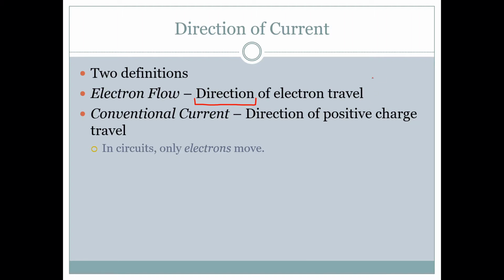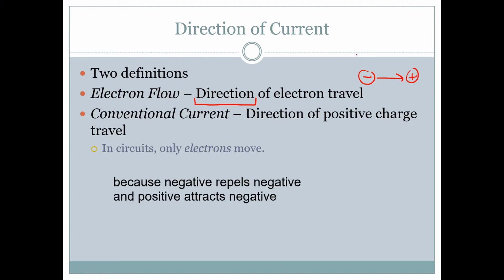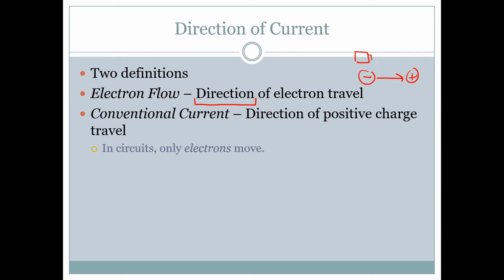Electrons generally go from negative to positive. So if I have a battery with a positive end and a negative end, the electrons will flow in this direction. Okay, so that's electron flow.